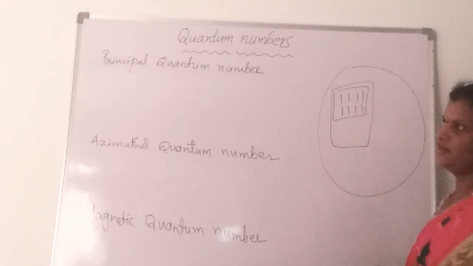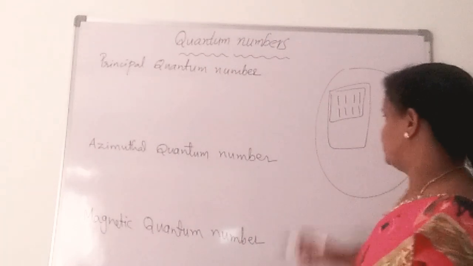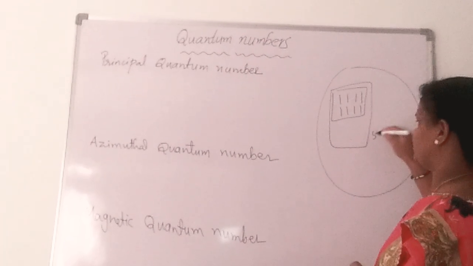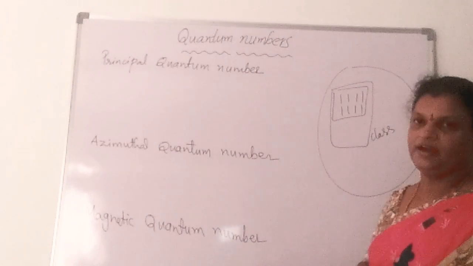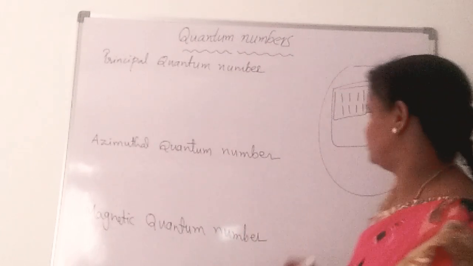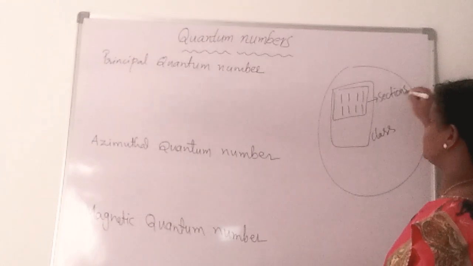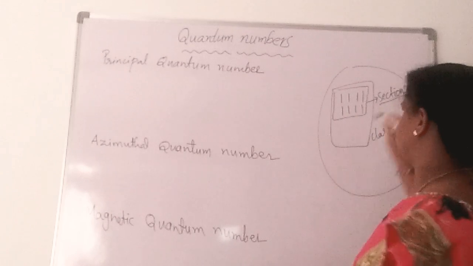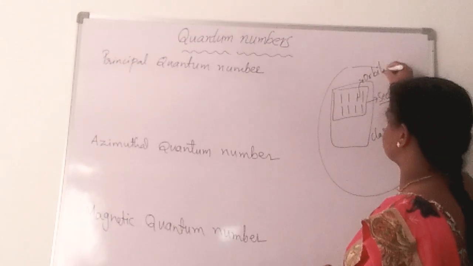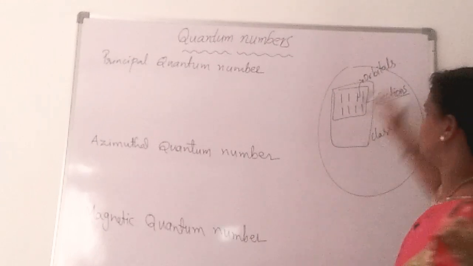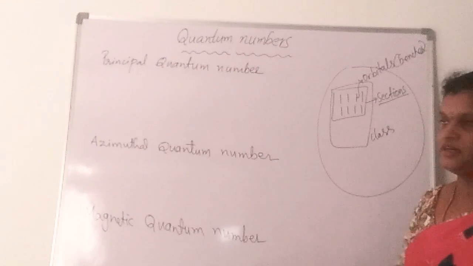So we are taking the school as an atom, and the class we are taking as a shell. Each shell will have some subshells, so the sections I am taking as subshells. In each section some benches are there, so these I am taking as orbitals. Orbitals are nothing but the benches in one class. Try to understand the concept here.